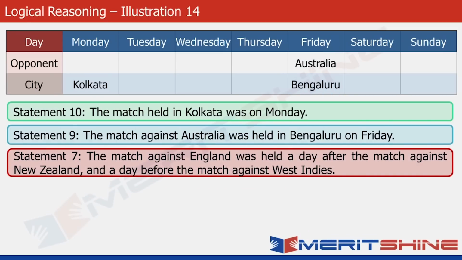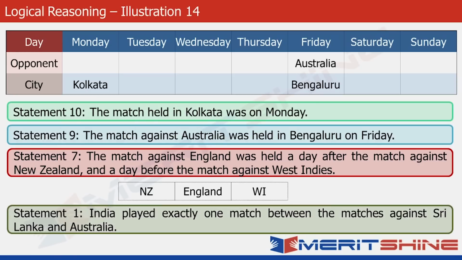Let's move to statement 7 now. It says that the match against England was held a day after the match against New Zealand and a day before the match against West Indies. So it's basically talking about 3 consecutive matches: New Zealand first, then England and then West Indies. Now we don't know where to put it in the table at this stage. So let's just write it like this in the form of a block and leave this for the moment.